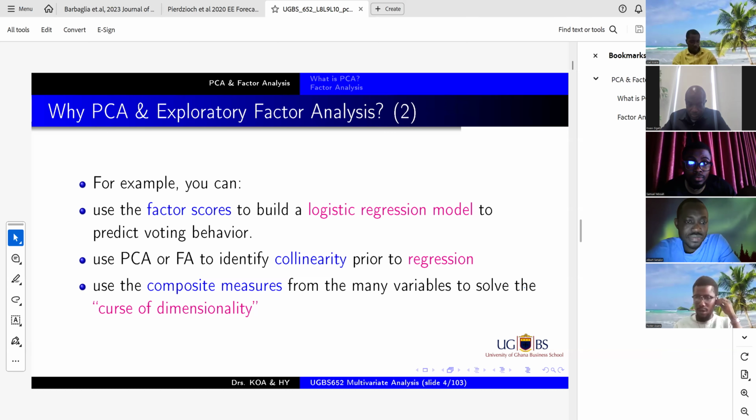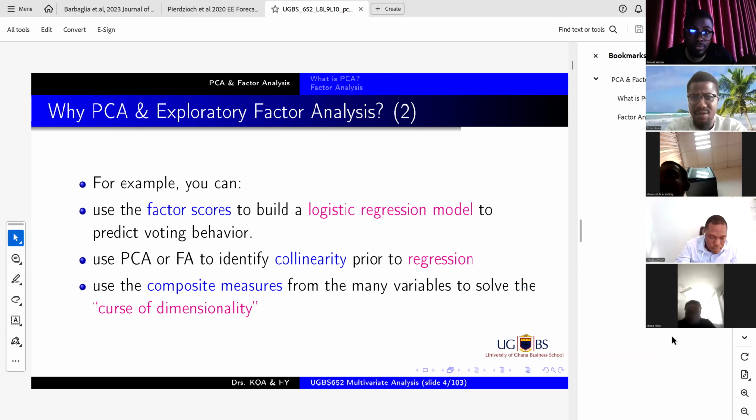Can you hear me, Doc? Loud and clear. So what method will you use? Can I get the question again, Doc? Because I think I moved away to pick something. No problem. Yeah, I'll repeat it for you.